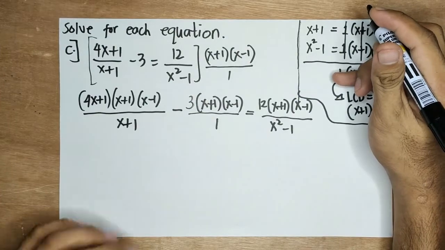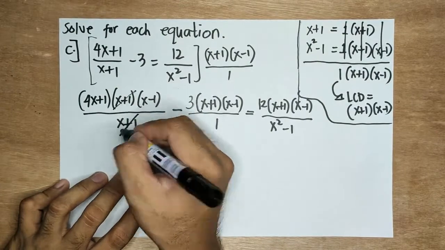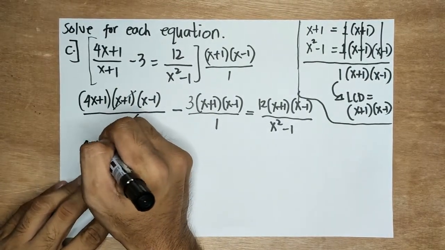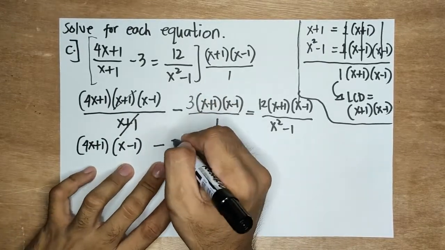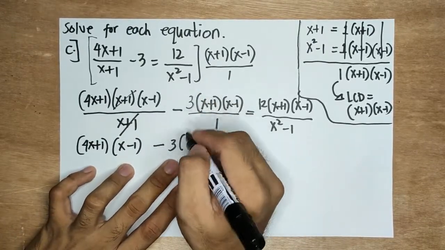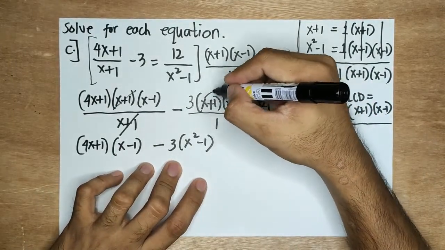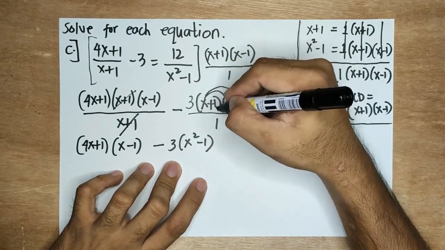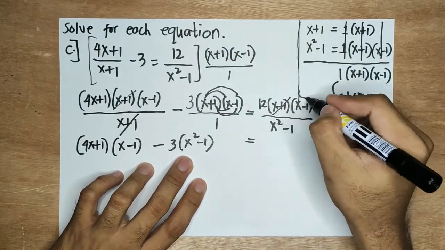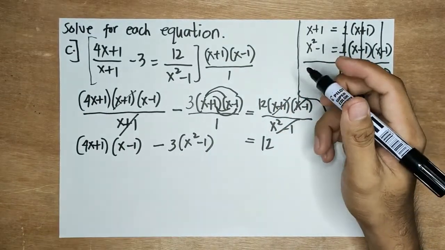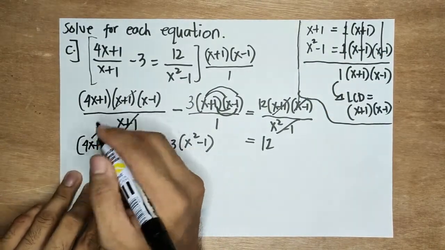So we cancel common factors in the numerator and denominator. We can disregard this one. What is left is 4x plus 1 times x minus 1, and then we have 3 times, this is x squared minus 1. Because we multiplied them, multiply that there, and then this one there also. It will give you x squared minus 1 is equal to, that can be canceled, is equal to 12. So simplifying further, we get 4x times x is 4x squared.